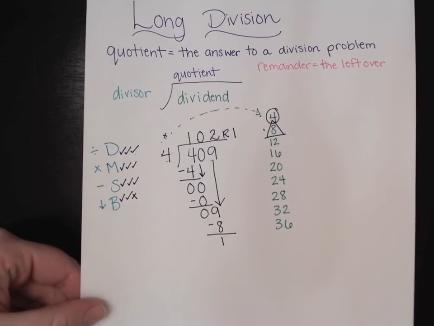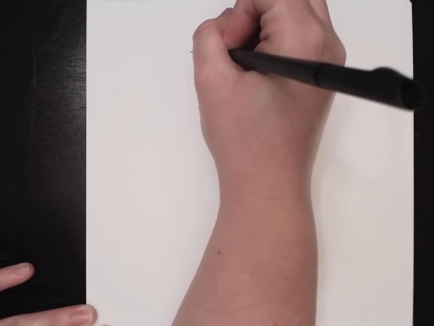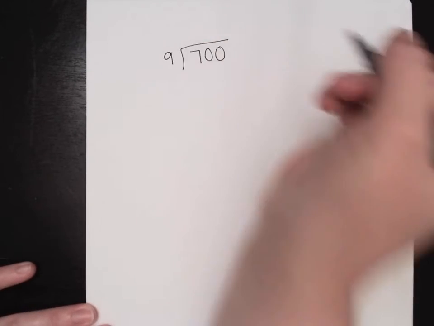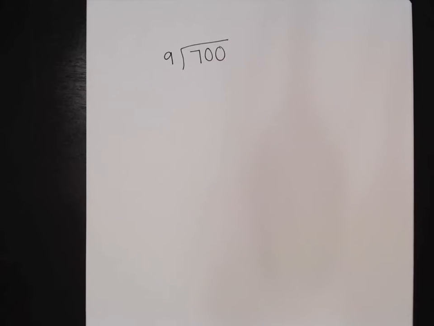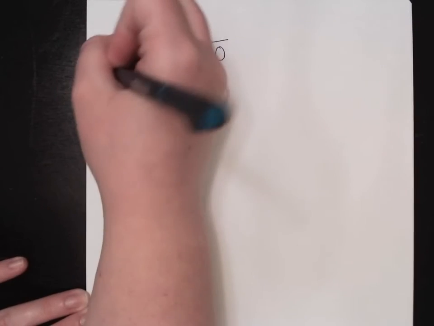Now we're going to look at another problem. Let's look at 700 divided by 9. So just like the last problem, you need to list your DMSB on the side, your checklist.